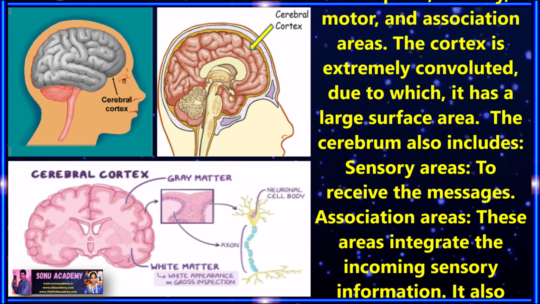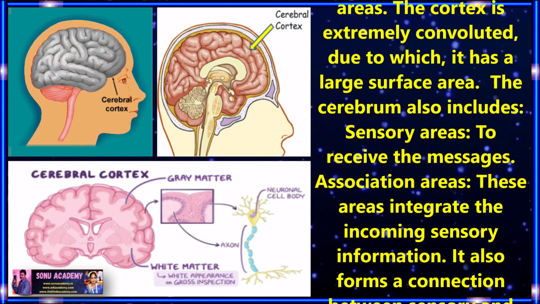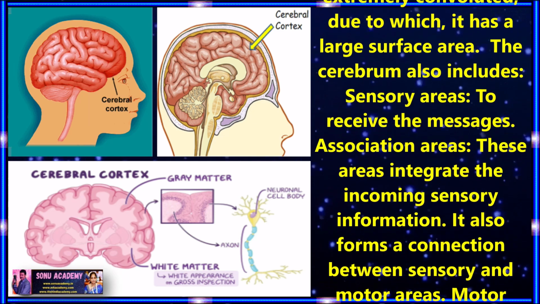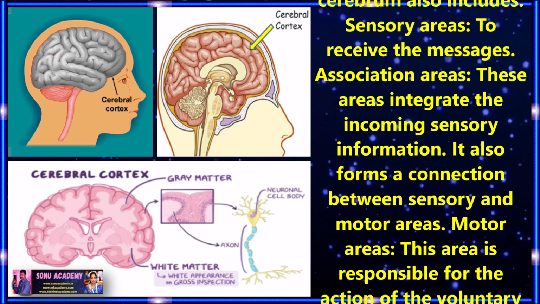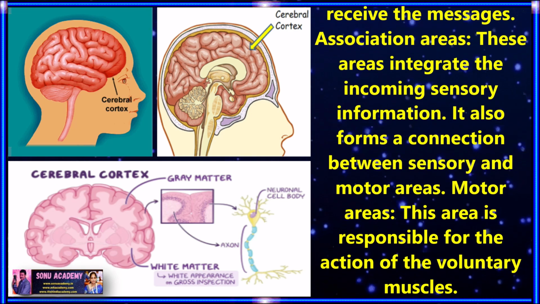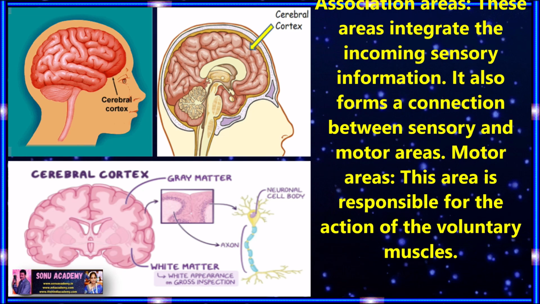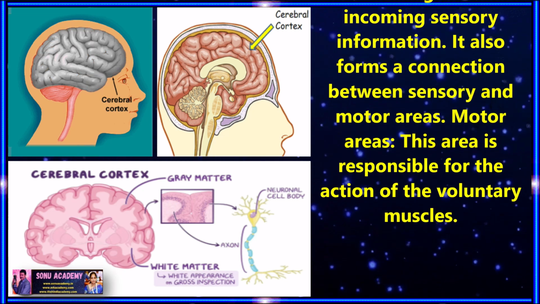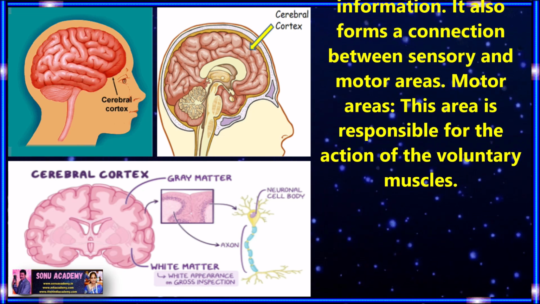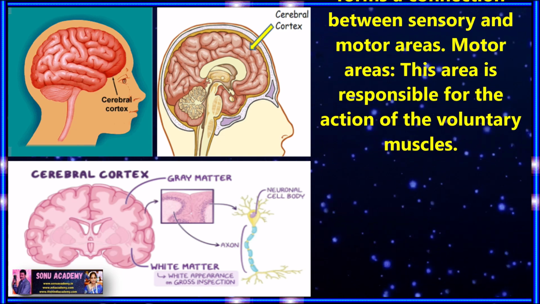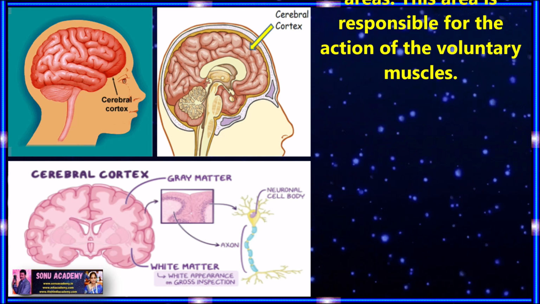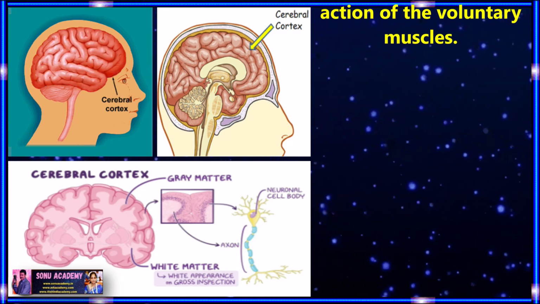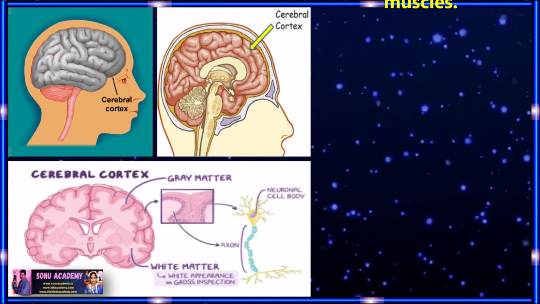The cortex is extremely convoluted, due to which it has a large surface area. The cerebrum also includes the sensory areas to receive the messages, and the association areas, which integrate the incoming sensory information. It also forms connections between sensory and motor areas. The motor areas are responsible for the action of the voluntary muscles.